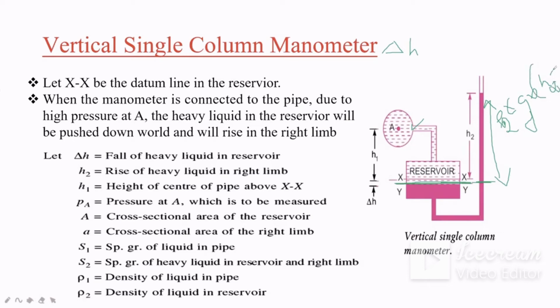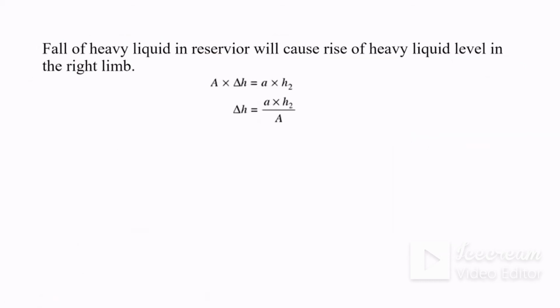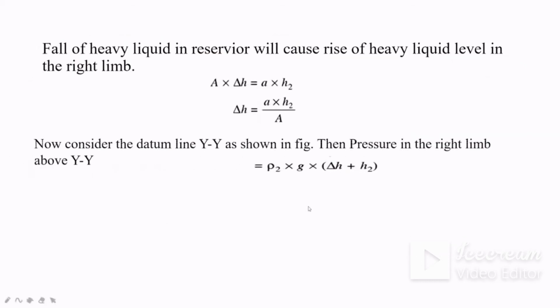H2 plus this Y, delta H added. Okay, so one minute. Now when we see the command here, consider the datum line above YY as shown in the figure. Then the pressure in the right limb above YY is equal to what? It is rho 2 g into delta H plus H2.